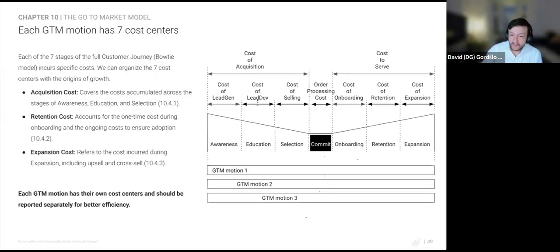And then whenever we get to lead gen and cost of selling as well, if lead dev, for instance, you have SDRs, but SDRs are only assigned to go-to-market motion 2. So you know that their salaries and compensation are only going to be assigned to that go-to-market motion as well. So that's why I see this is very, very powerful if you're applying this go-to-market model, because it simplifies a lot all these different intricacies of calculating the cost per acquisition and the cost to serve as well.